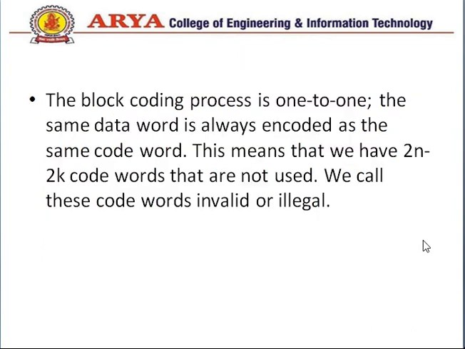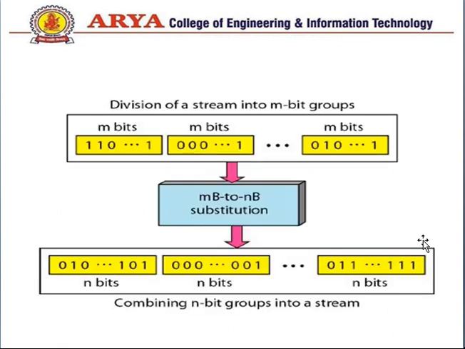The block coding process is one-to-one. The same data word is always encoded as the same code word. This means that we have 2^n minus 2^k code words that are not used. We call these code words invalid or illegal codes.